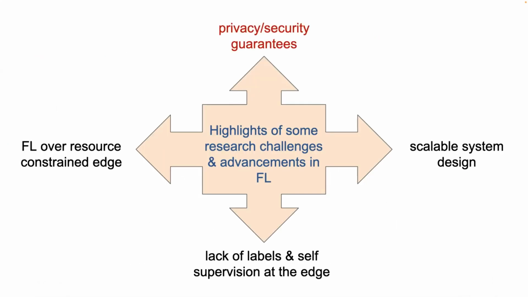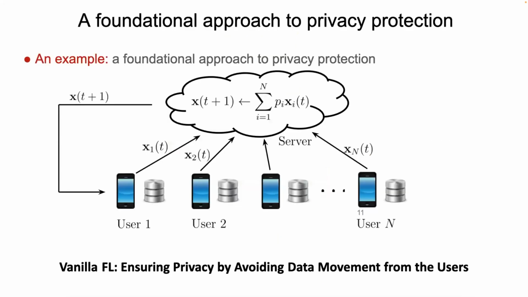So let's start with the security and privacy guarantees of federated learning. As we mentioned, in vanilla federated learning, the privacy of the users is ensured by avoiding data movement from users. What it would mean is that during federated learning, your images, your data, or a factory's images, they all stay at the server in that facility or with that user.